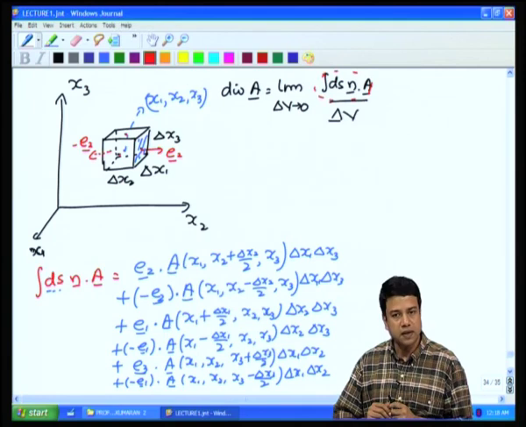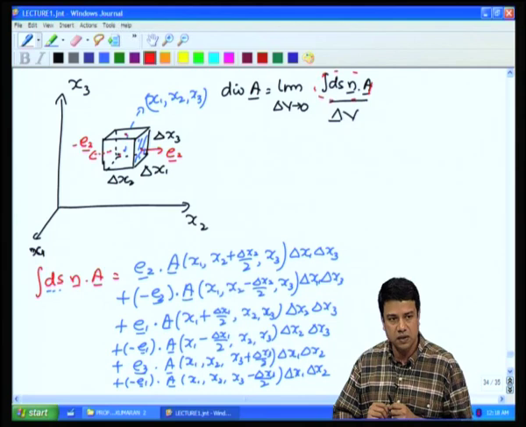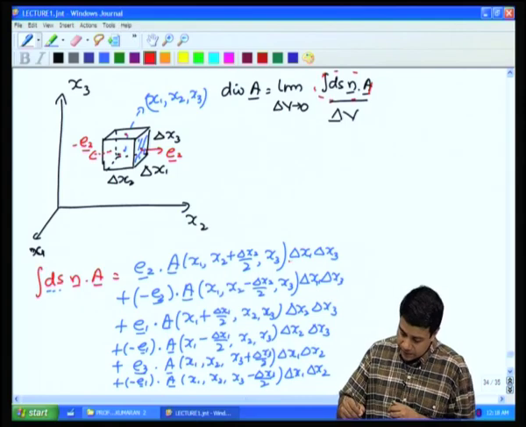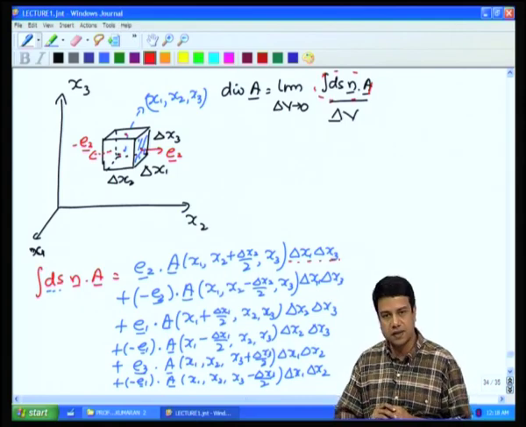Okay. So, I take E2 dotted with a vector at the location x1, x2 plus delta x2 by 2, x3, multiplied by the surface area. In this case, the surface area is delta x1 times delta x3. Okay, so, that is on the right side.